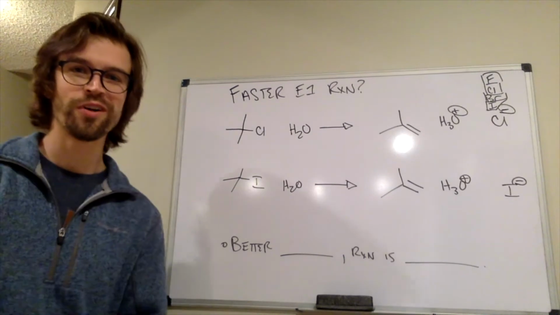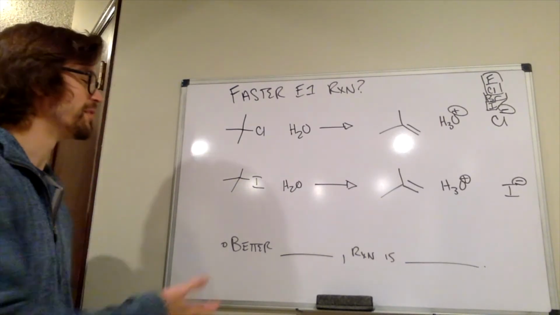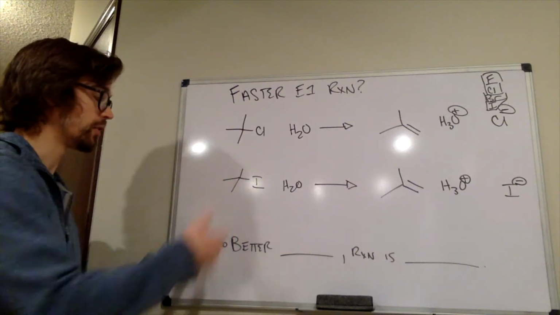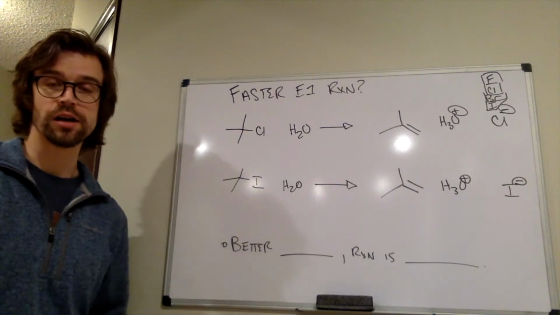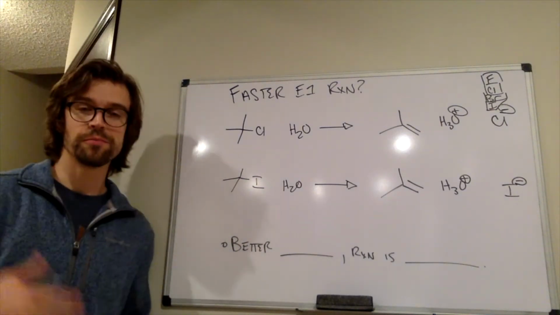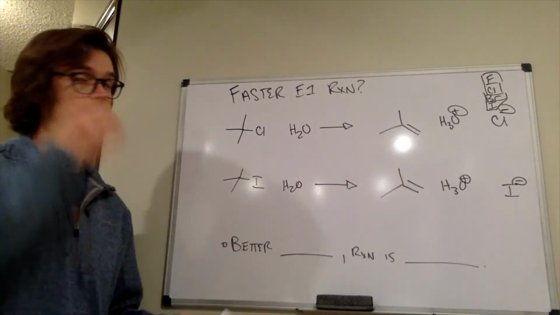All right, E1 reaction rate stuff. So what's going to be the faster E1 reaction? This alkyl chloride or the alkyl iodide with water as our base? Well, just like it's always been, better leaving group. It's going to be more stable on its own, so it's going to leave faster. What's the better leaving group?